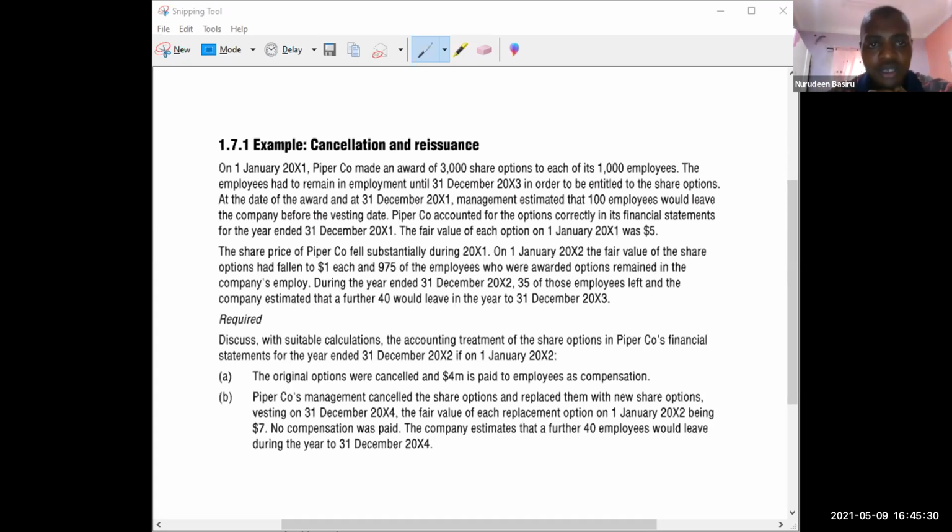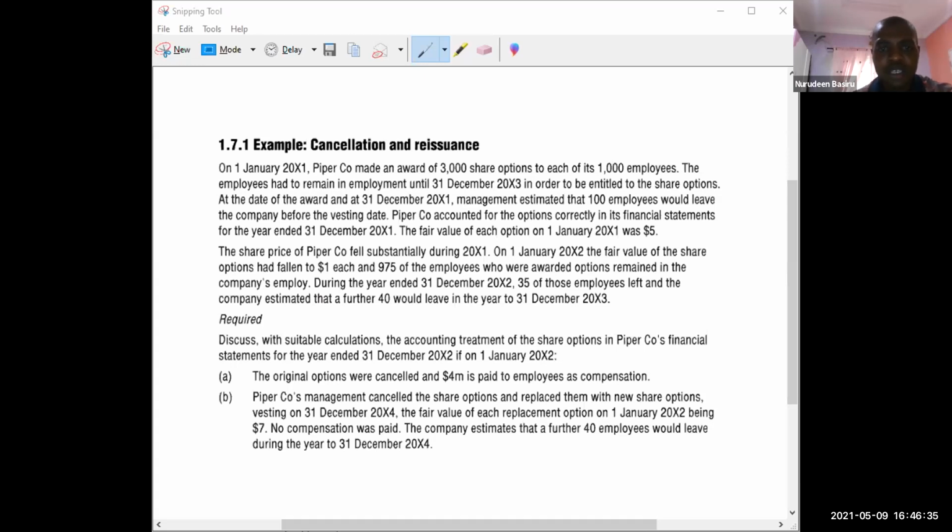The company Piper Co is the one awarding share options to 1,000 employees. The vesting date for these share options is 31st December 20x1. And the vesting condition is that the employees will remain in employment. I couldn't find where I saw it, but the condition is that the employee will remain in the employment until the vesting date.